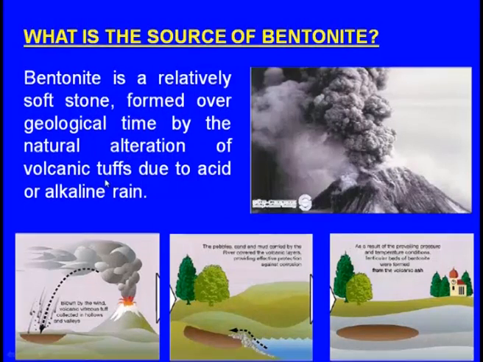Now, what is the source of bentonite? Bentonite is a relatively soft stone formed over geological time by the natural alteration of volcanic tuffs due to acid or alkaline rain. So, bentonite comes from volcanic tuffs. These volcanic tuffs lie underground for several years, and over them acid rains or alkaline rains fall, and because of that we get the bentonite. The bentonite is inside the ground and we can take it outside. That is the source of the bentonite.